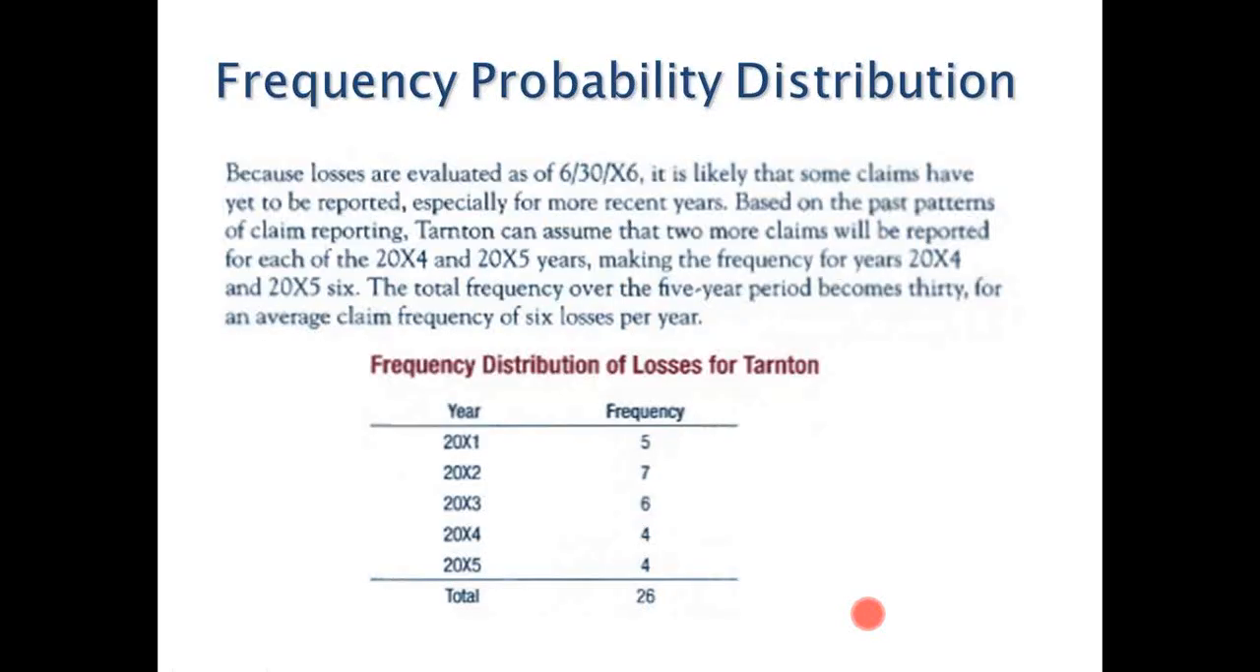When we talk about the frequency probability distribution, losses are evaluated as of 6/30/06. So here are their past 5 years, and now we want to evaluate as of 6/30/06, the valued-as-of date, I should say.